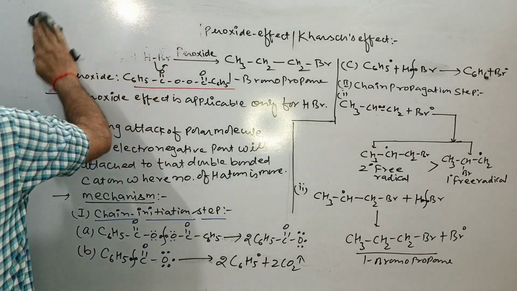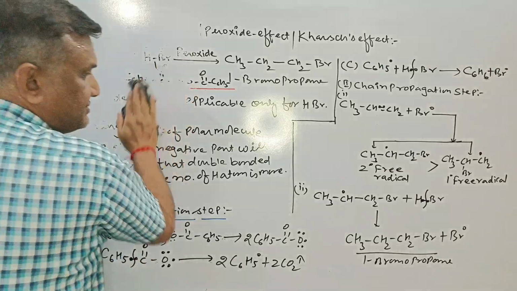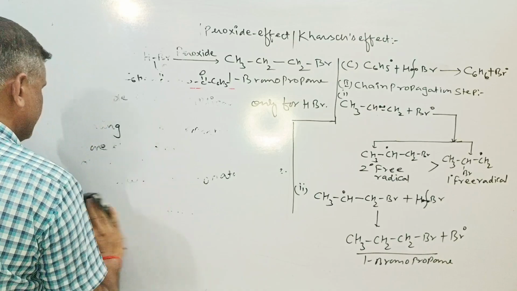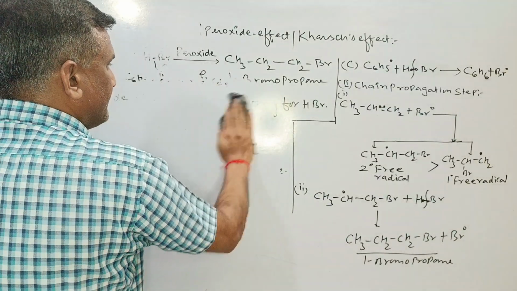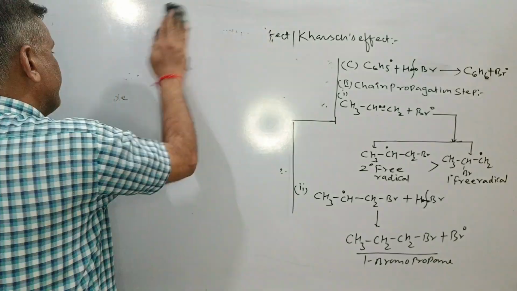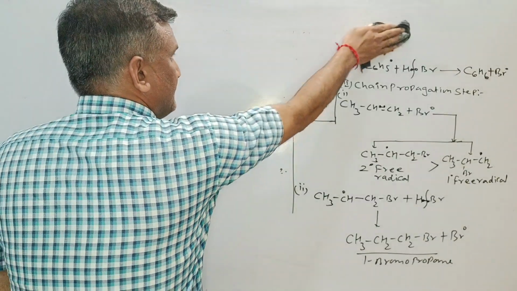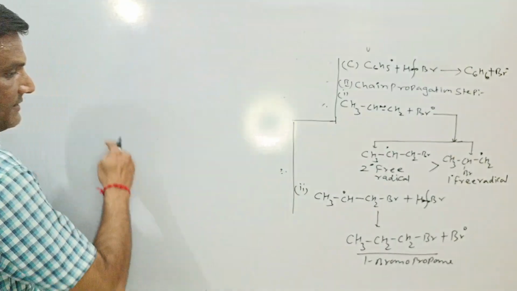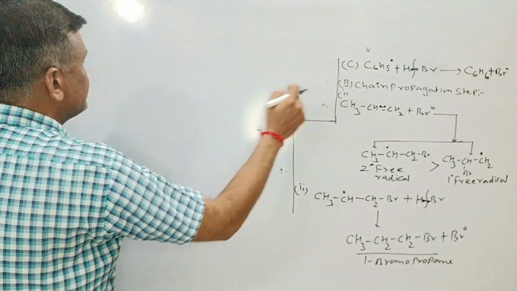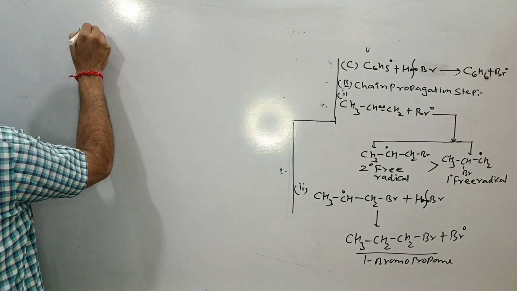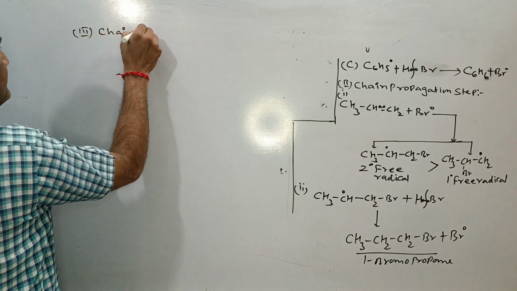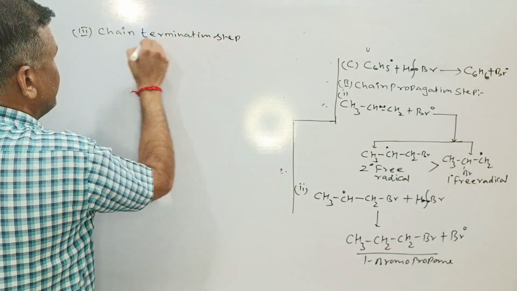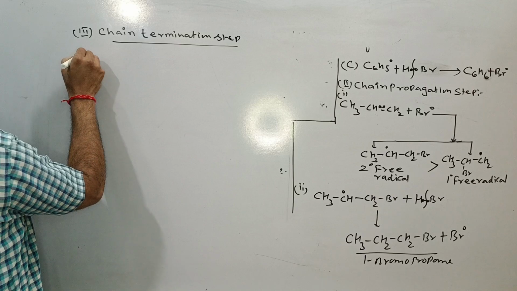Now it is time to discuss the chain termination step of this reaction. What is that? Listen to me carefully. If we go with the chain termination step, then there will be the following three steps. This is the second step. Now the third step is the chain termination step. If we go with the chain termination step, then in the first step what will be?